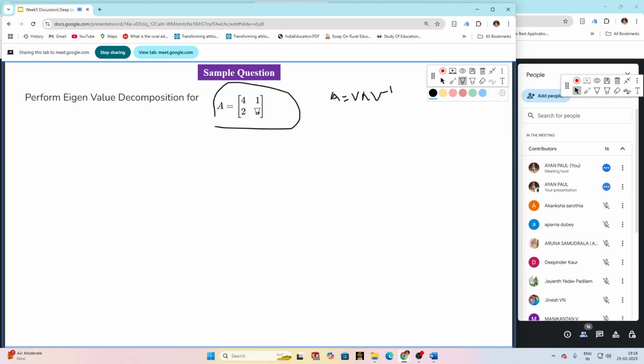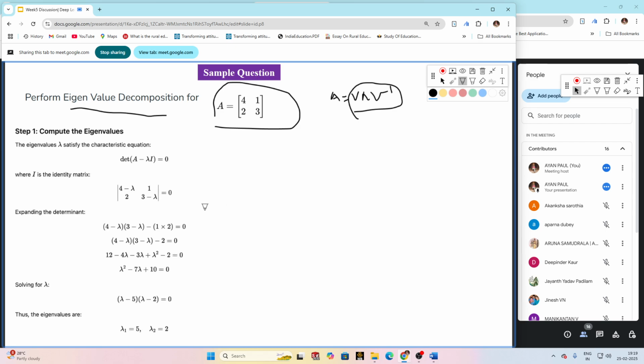So we have this matrix A, and we have to convert it into these three matrices: V, which is a matrix containing all the eigenvectors, V inverse, which is the inverse of the V matrix, and lambda, which is the diagonal matrix consisting of eigenvalues. By that we can perform this eigenvalue decomposition. So how to do it? Very simple. Again we have to find the characteristic equation of the matrix, that is the determinant of A minus lambda I, and calculate it.